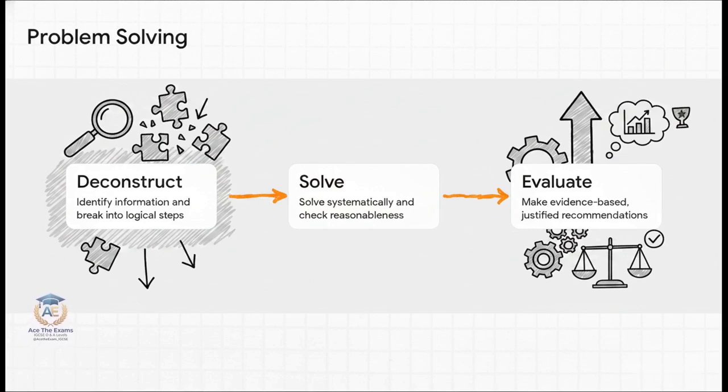Finally, and most importantly, move into that high-level evaluation by recommending a justified path forward based on the evidence you just analyzed. If you structure every single extended response with this 3-part rhythm, you will naturally force yourself to hit all those cognitive domains we talked about earlier.